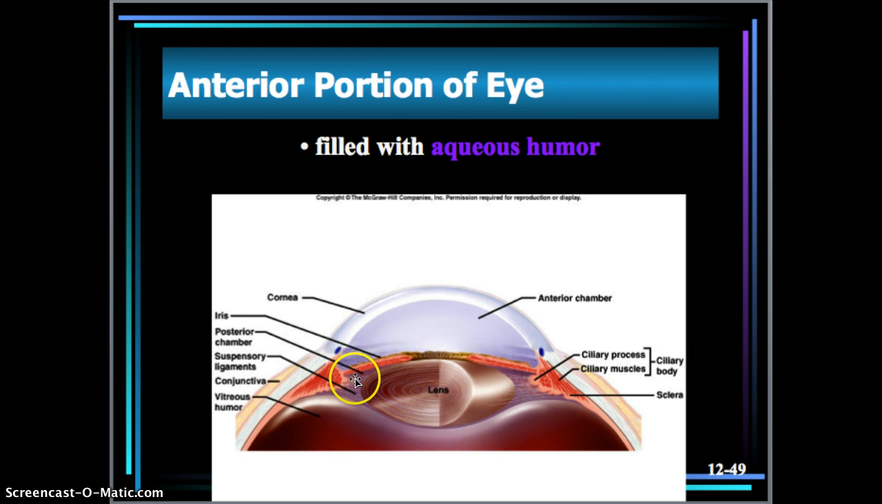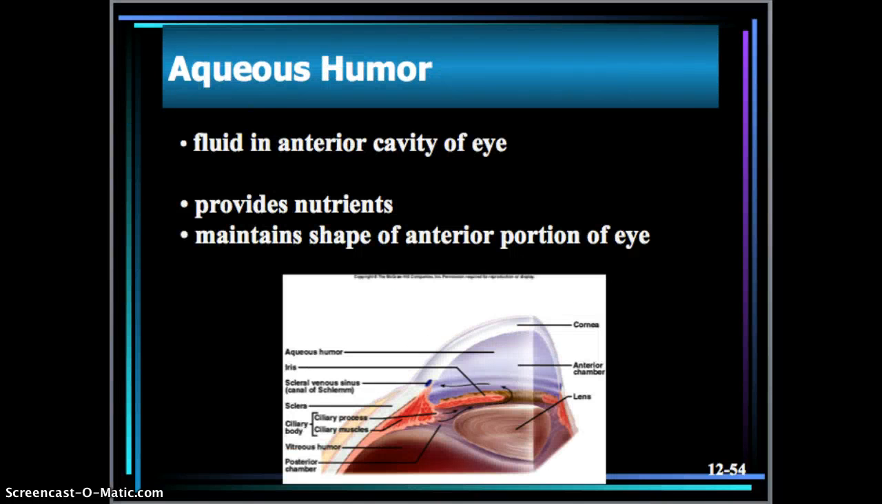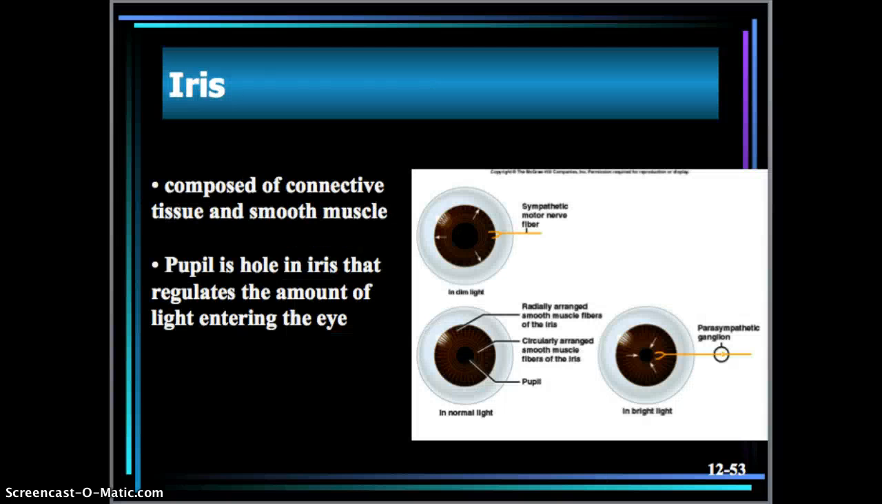It's filled with aqueous humor, and the aqueous humor is a watery fluid. It circulates around this posterior chamber, and it goes up through the pupil to the anterior chamber, and it's filling the space between the cornea and the lens, and that's helping the nutrients, and it also maintains the shape of the front of the eye. And then it'll leave the anterior chamber through veins and special drainage canals. So just reiterating, it's fluid in the anterior cavity. It provides nutrients. It also maintains the front shape of the eye.